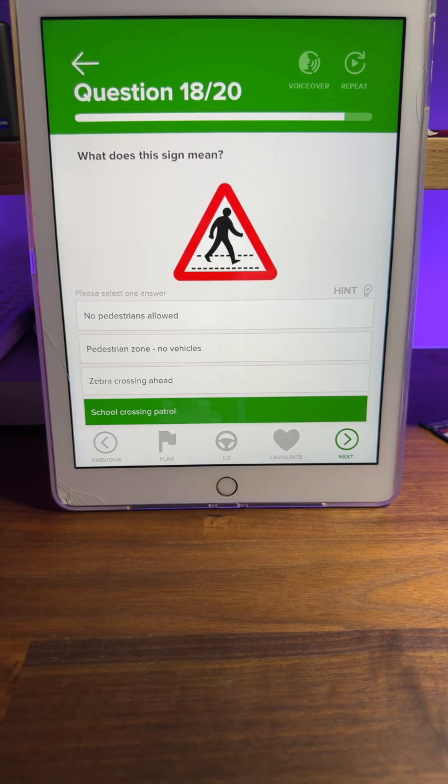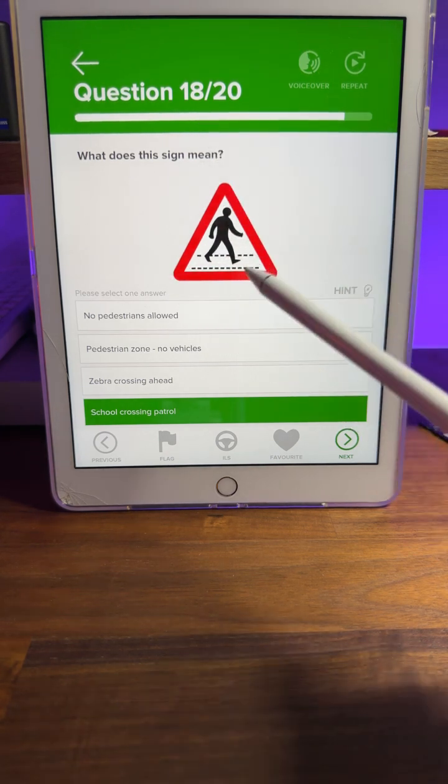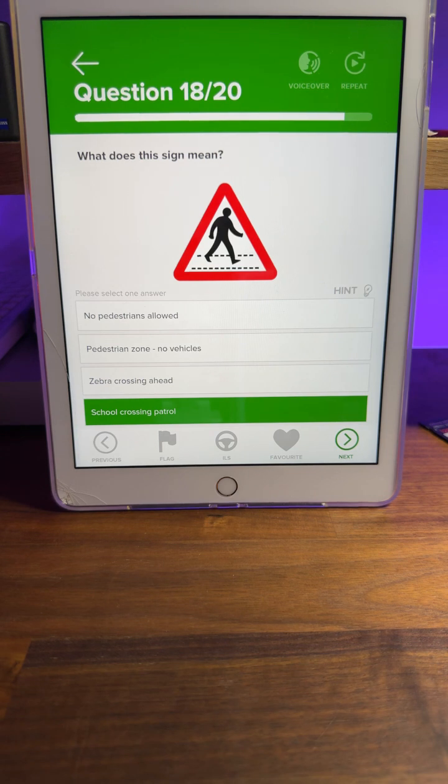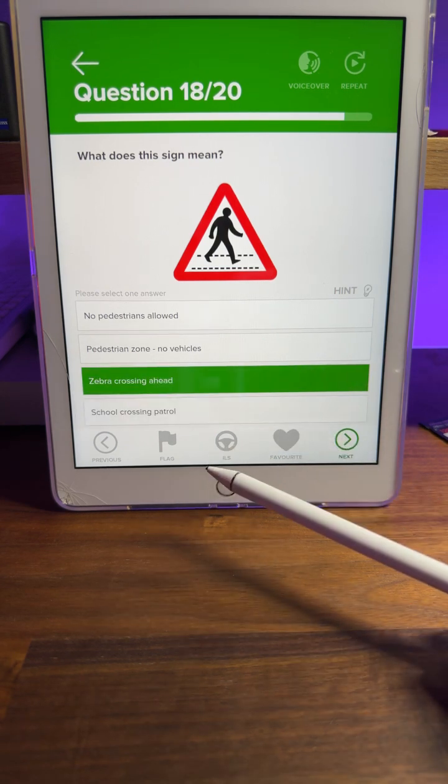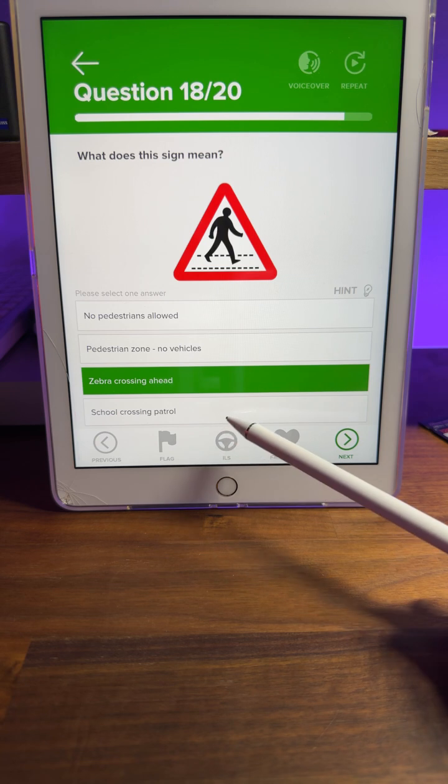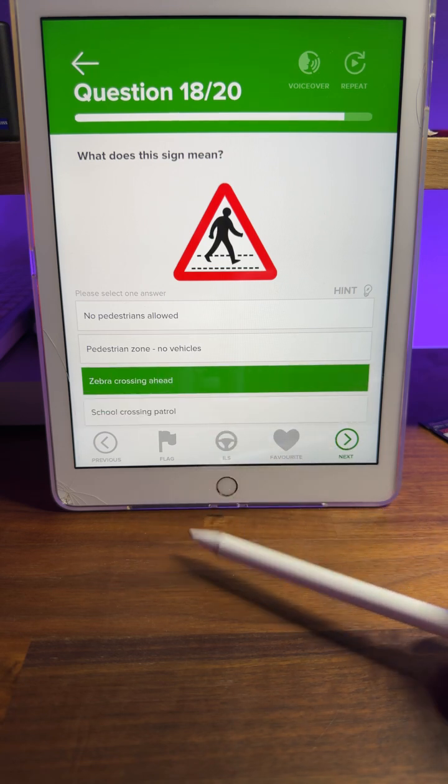Remember, the shapes have different meanings. Triangle. The red border is a hazard warning sign. Just warning you there's a hazard coming up ahead. But what is the hazard? Pretty much every single one of you is saying C on here. There's over 20 of you that said C. And yeah, C, it says school patrol. Sorry, I just read that because it was on there. Zebra crossing ahead. It's the right answer.